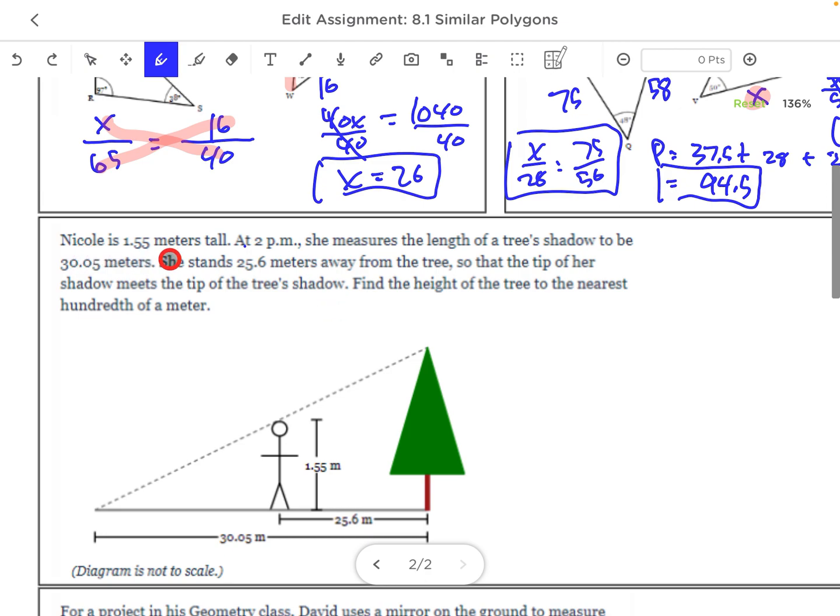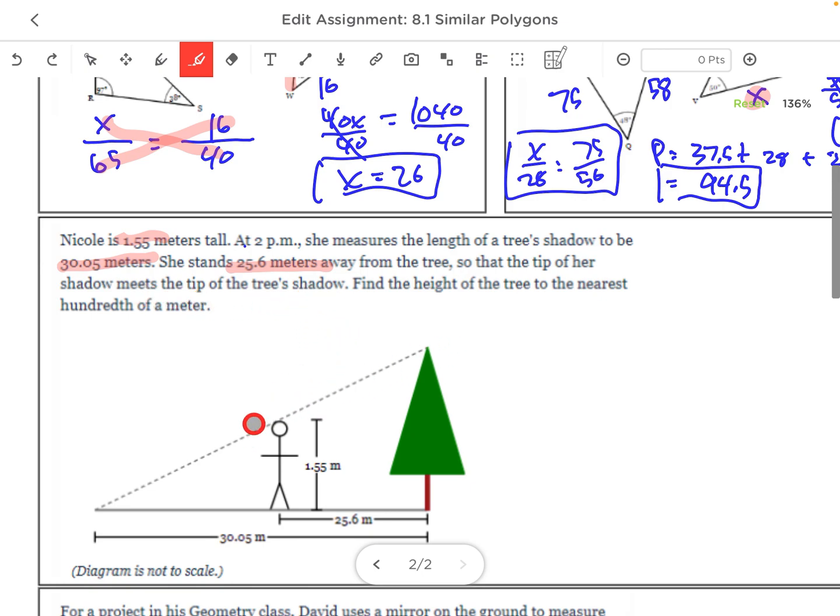So it says Nicole is 1.55 meters tall. Okay, so you see Nicole here, that's how tall she is. At 2 o'clock, she measures the length of a tree shadow to be 30.5 meters. Okay, so this is the shadow right over here. Okay, so this is the important math information. She stands 25.6 meters away from the tree. So that's the base of the tree. That's where she's standing.